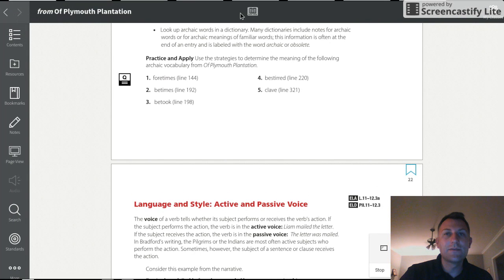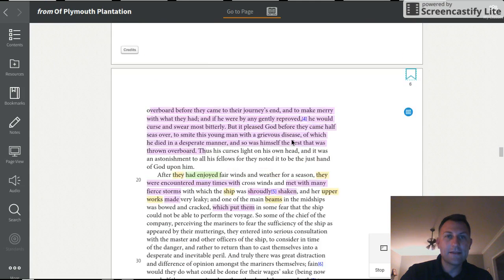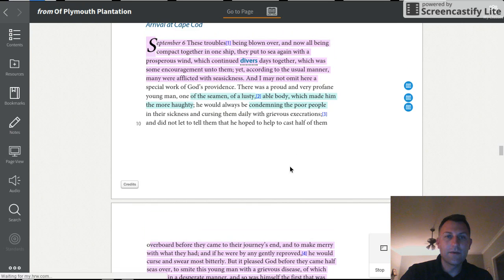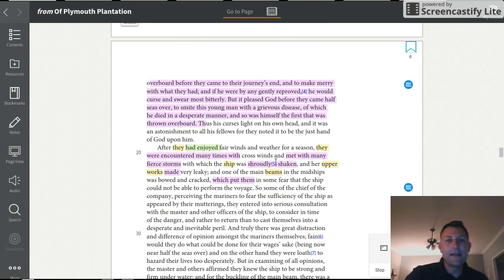So let's go back up to page 5, I think it was. And we're going to jump up there. And there we are. Okay, we're on lines... there it is. After they had enjoyed fair winds and weather for a season, they were encountered many times with cross winds, and met with many fierce storms, with which the ship was shrewdly shaken, and her upper works made very leaky. And one of the main beams in the midships was bowed and cracked, which put them in some fear that the ship would not be able to perform the voyage.